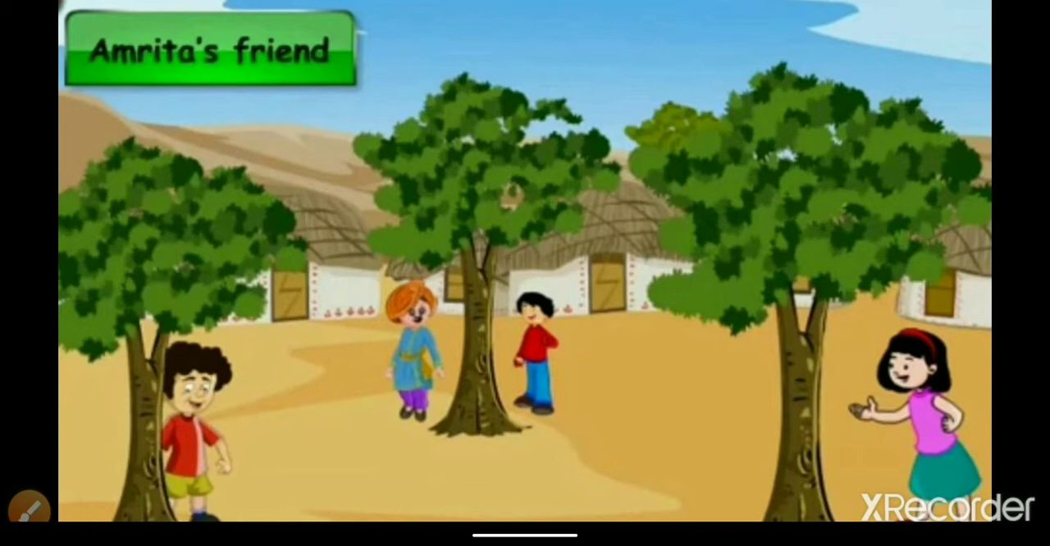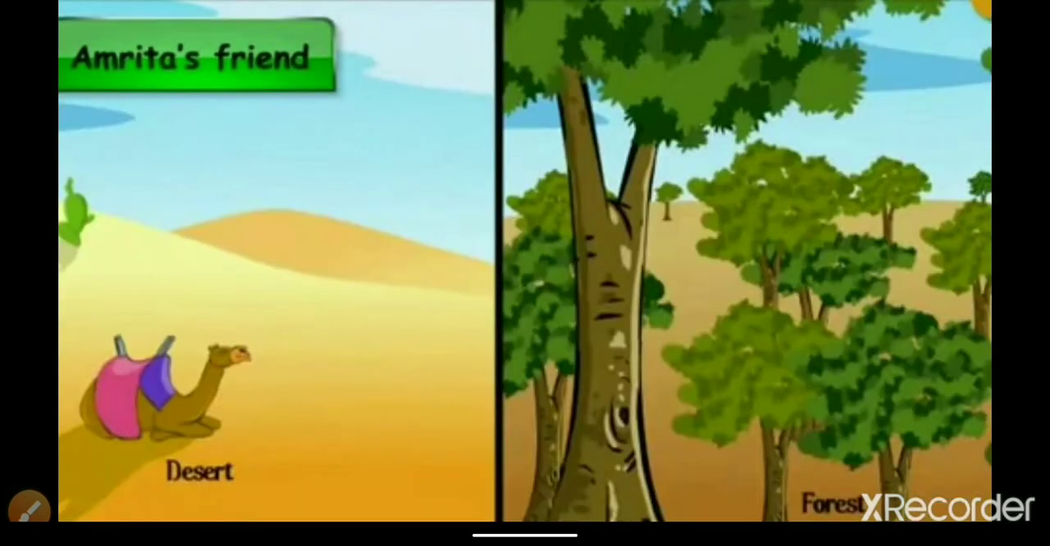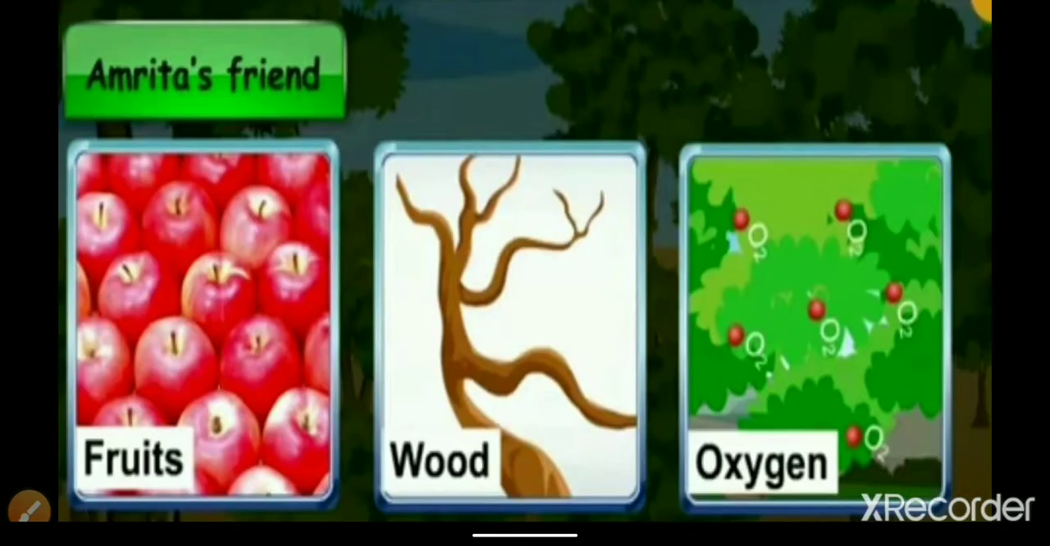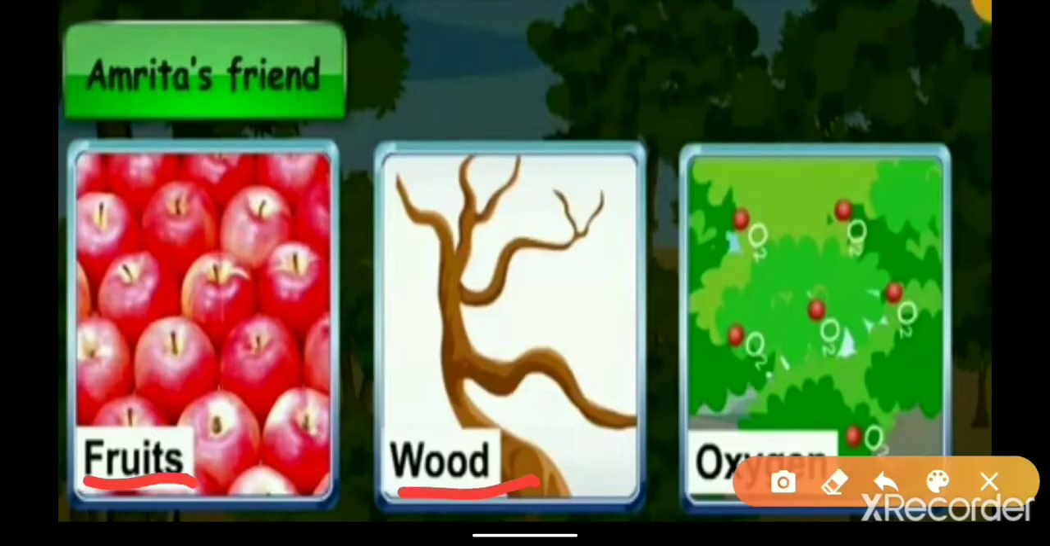Okay students, can you tell me the importance of a tree? Here, you have a desert area and a dense forest area. Which one would you like to go to? Yes, we would like to go to the dense forest area. Plants provide us with many products that are essential for our survival, right from fruits, wood and oxygen. We are totally dependent on plants for our living.